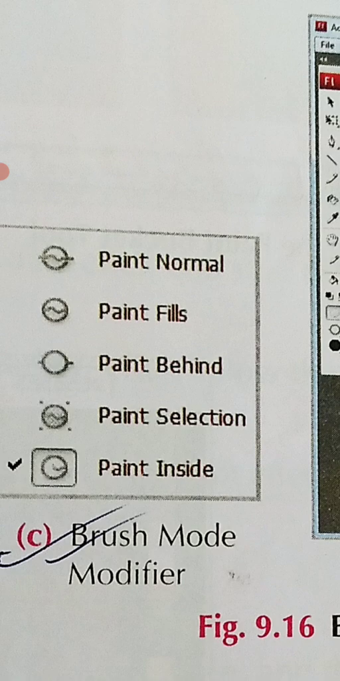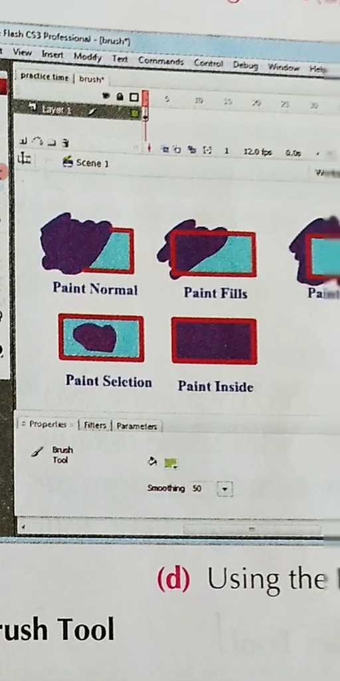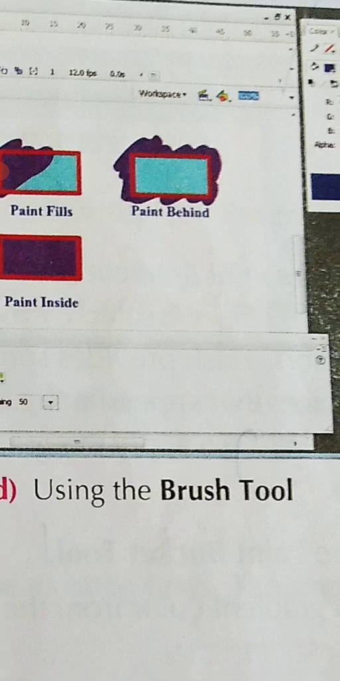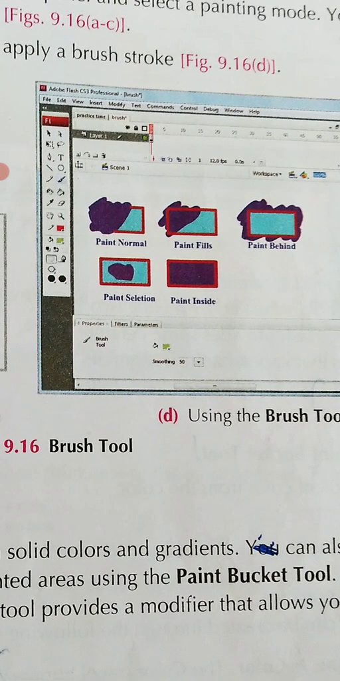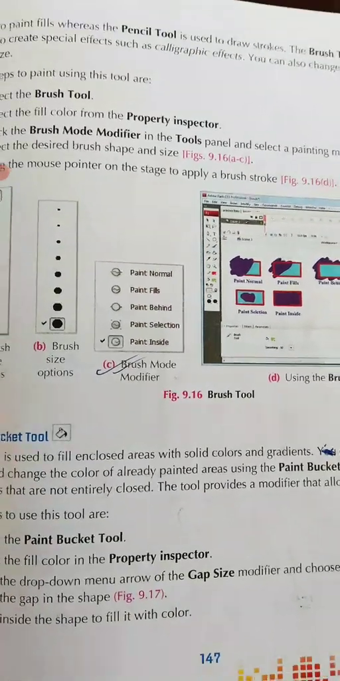How many brush mode modifiers are here? Here you will get 5 brush mode modifiers. One is paint normal, second is paint fills, third is paint behind, fourth is paint selection, and fifth, the last one, is paint inside. Then students, you will get number D, using the brush tool. Using the brush tool, you will get paint normal, paint fills, paint behind, paint selection, paint inside, meaning how you want to paint your object according to your choice. Clear students this much?